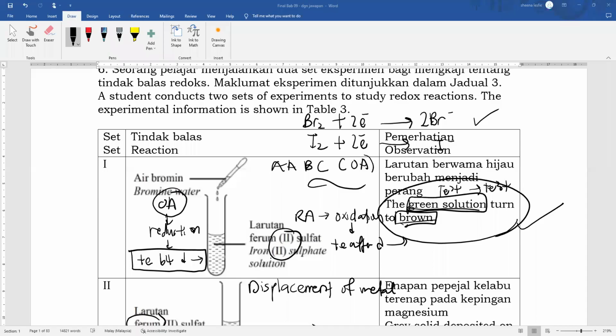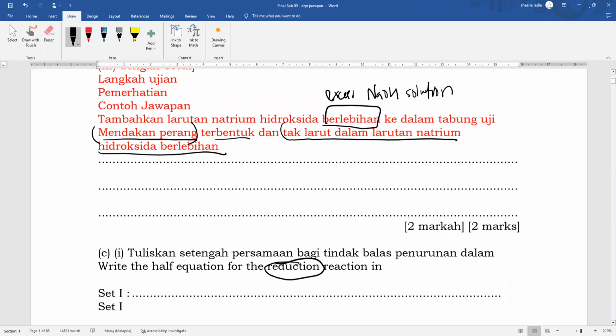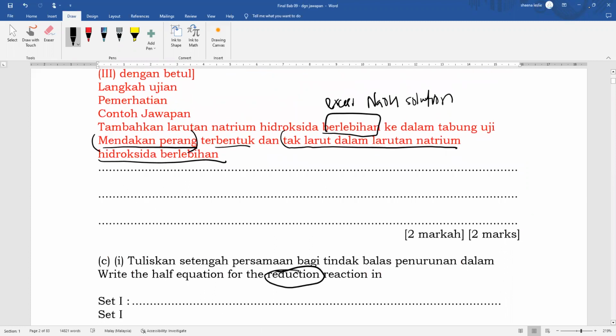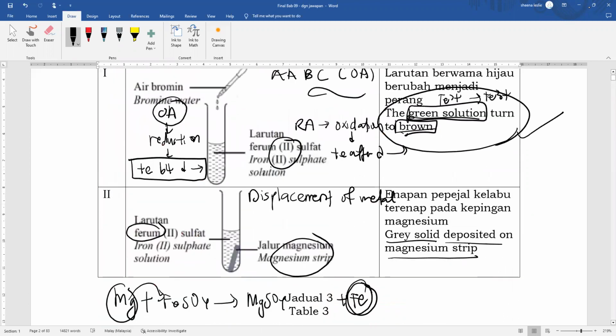For her sake. Okay, set. So done, huh? Okay, now let's go on to the next question. What is the reduction in set 2? Okay, what is the reduction in set 2?